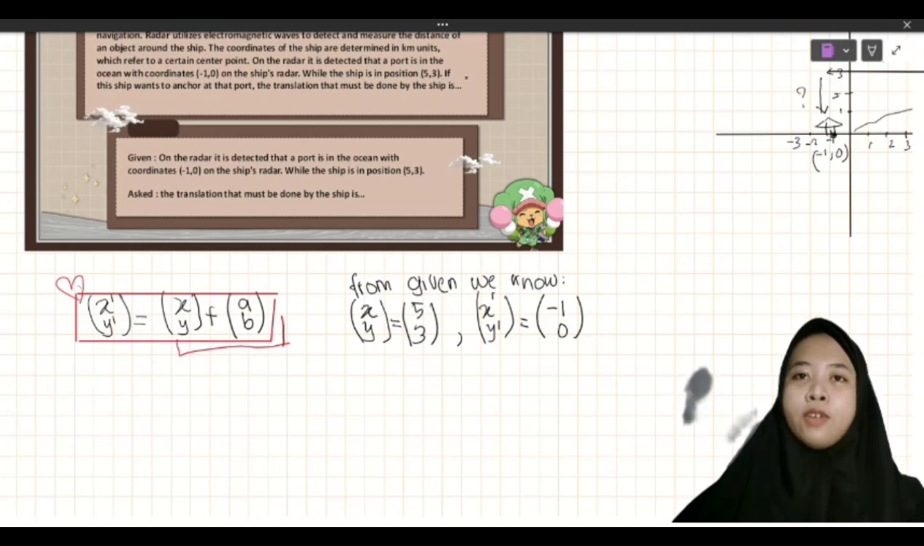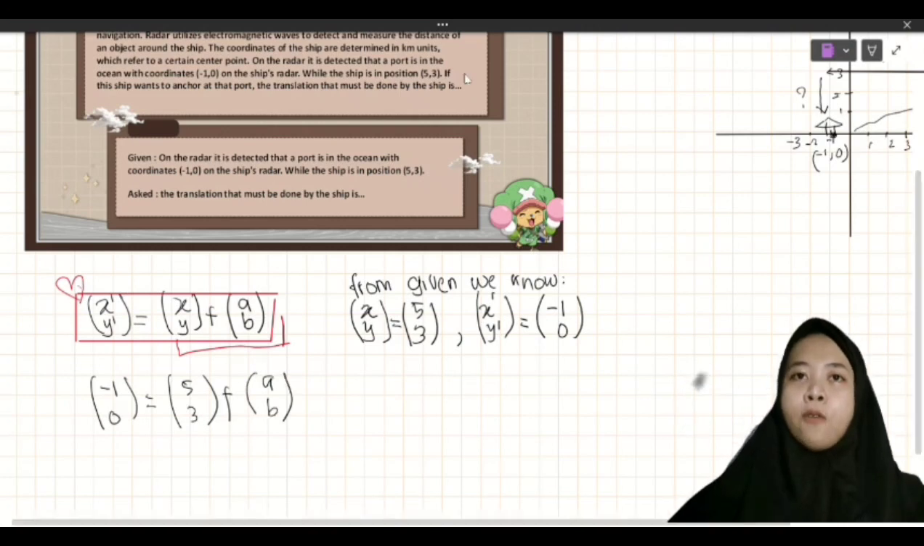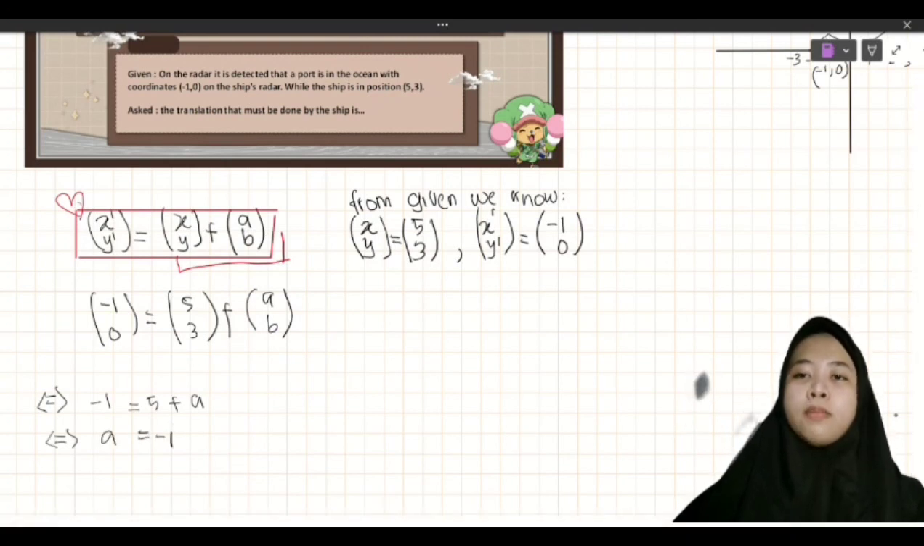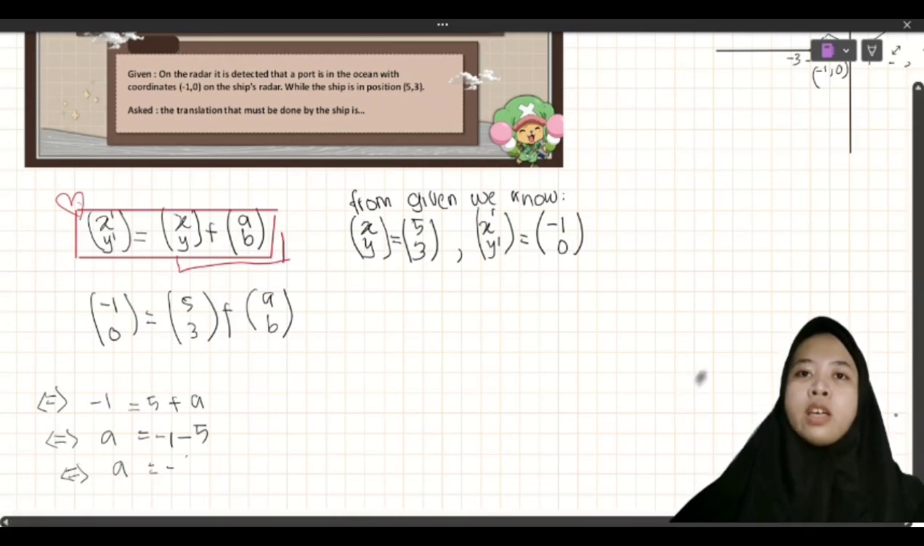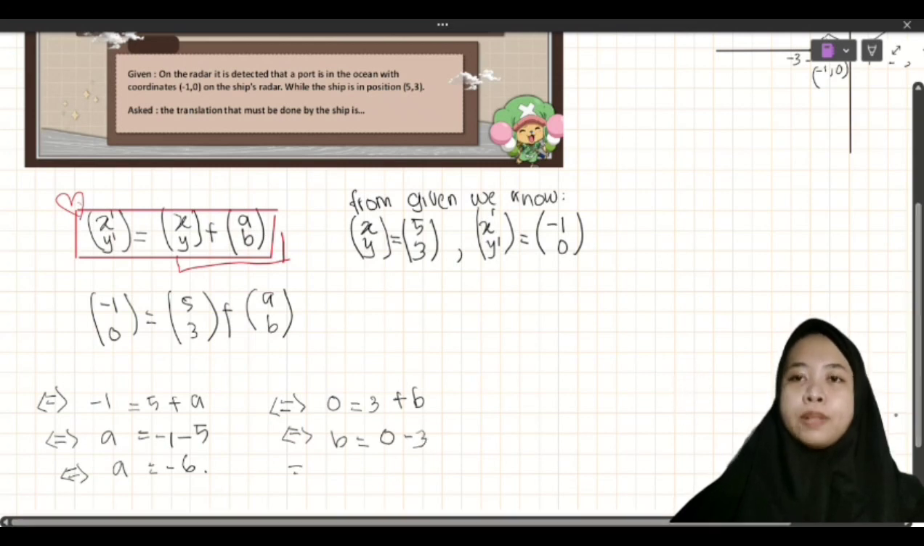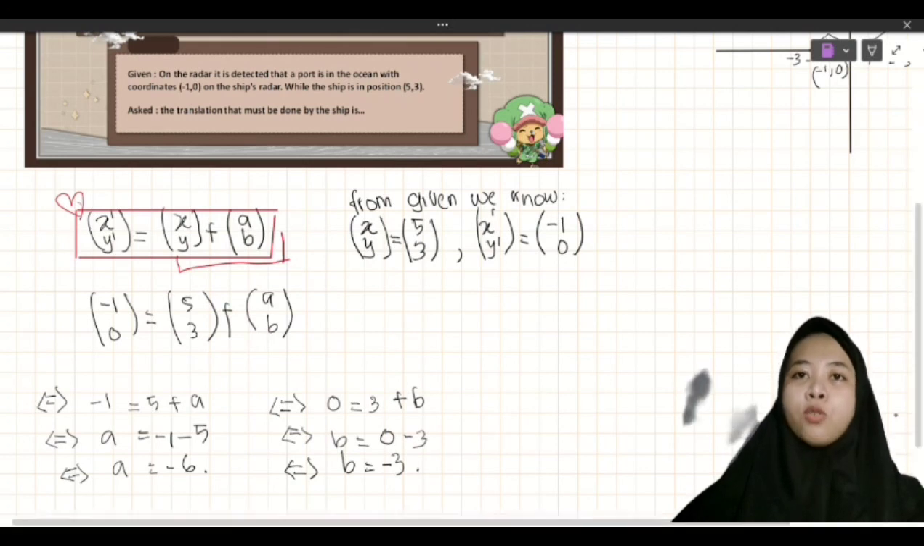From the given, we know that x, y is equal to 5,3 and x prime, y prime is -1,0. Then we substitute into the formula of translation and we get -1,0 equals 5,3 plus a, b. From this formula, we get two equations. The first equation is -1 equals 5 plus a, so a equals -1 minus 5, and the value of a is -6. The second equation says 0 equals 3 plus b, then b equals 0 minus 3, so the value of b is -3.